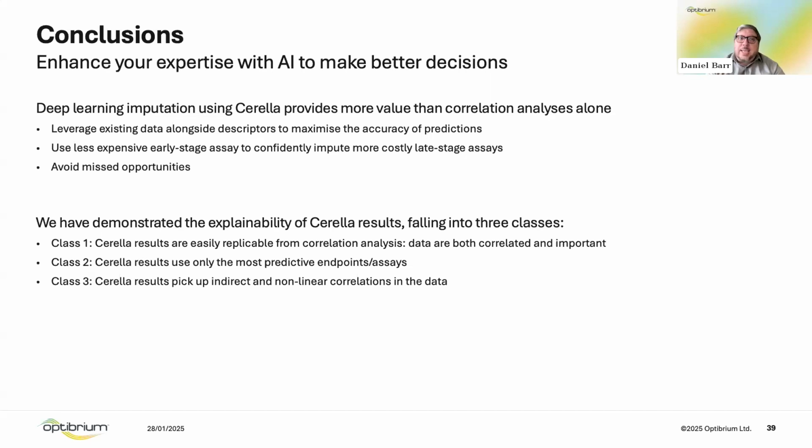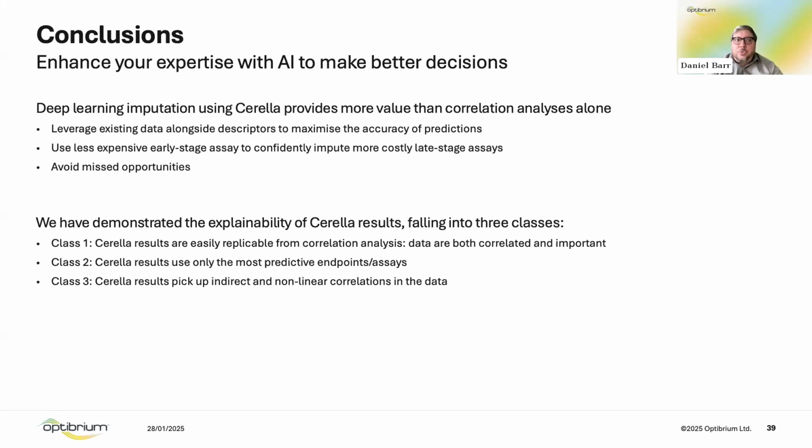So again, we've demonstrated the explainability of these results with Cerella. We've been able to show cases, right, what we call class 1, where the results are easily identified by both methods, correlation or deep learning imputation. But in class 2, we find that Cerella is using only the most predictive endpoints. This is that real savings that we were talking about in the kinase program, identifying only the ones that are really essential to measure in order to give good predictions of the rest of the data.